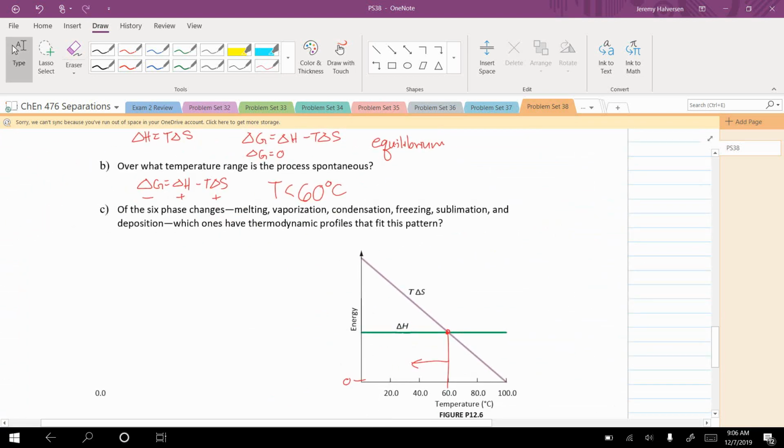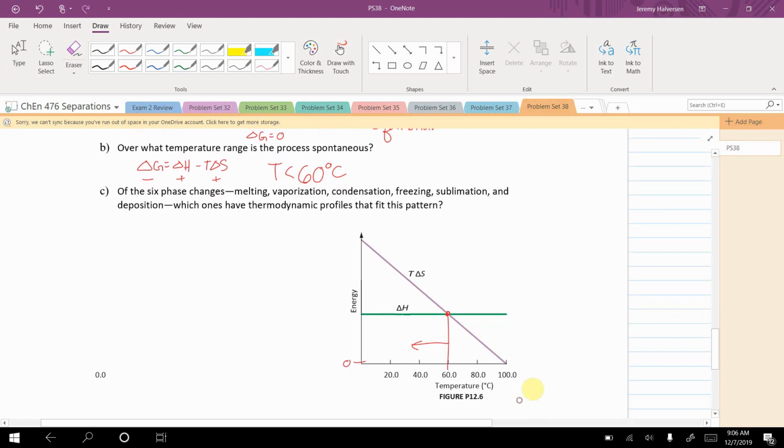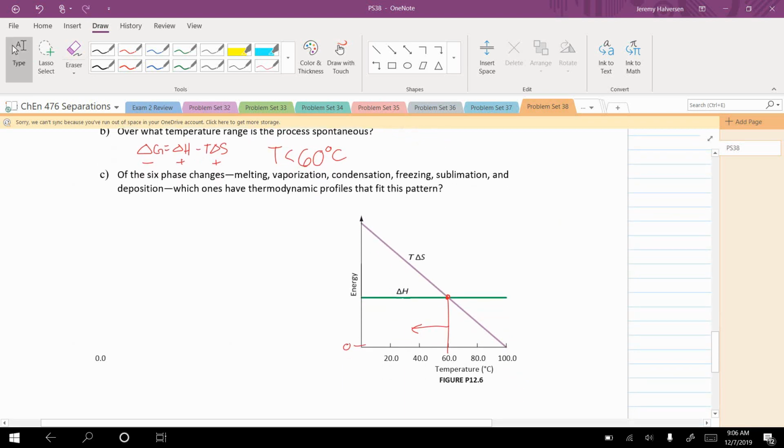Of the 6 phase changes, melting, vaporization, condensation, freezing, sublimation, and deposition, which ones have thermodynamic profiles that fit this pattern? This is a confusingly worded question. I would not expect you to really be able to figure out what this is asking, but the idea is this process is non-spontaneous at high temperatures, and it becomes spontaneous at lower temperatures. So we're just asking what types of these processes at high temperatures don't happen, but at low temperatures do happen.